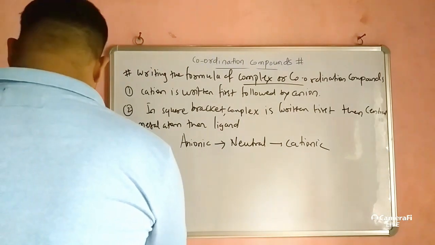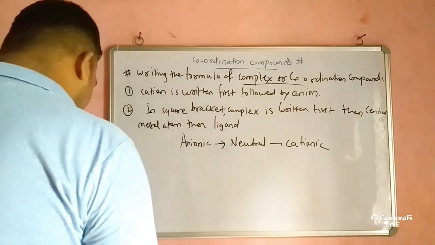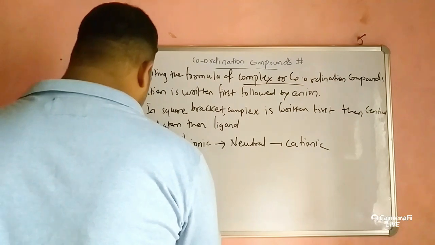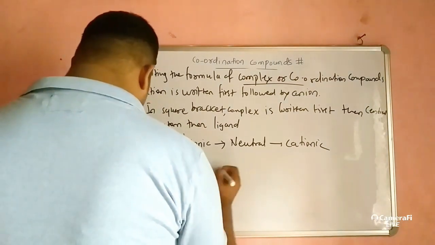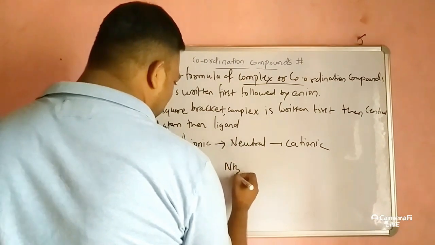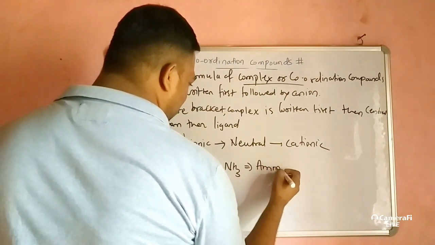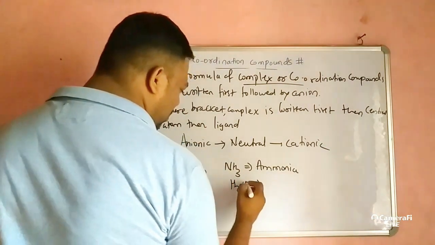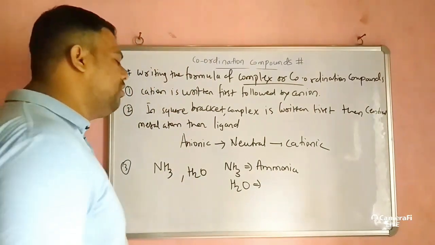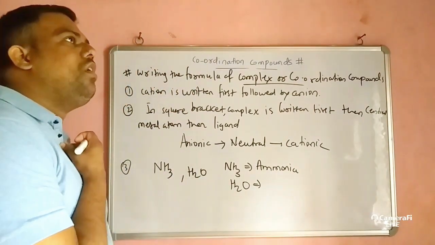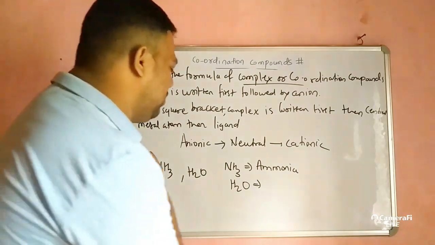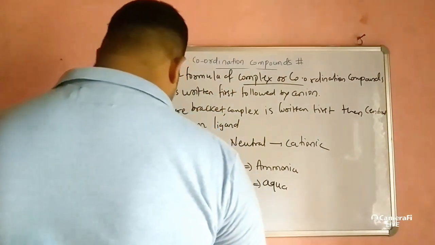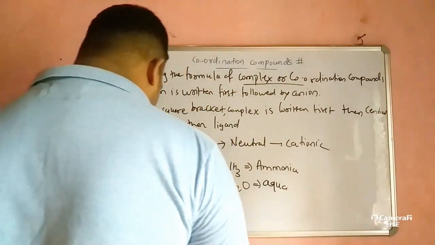Now third, if two ligands are of the same type, then they are arranged in alphabetical order. Suppose ammonia and water are there. As you know, NH3 we call ammonia, and H2O, water, we call aqua. Aqua.